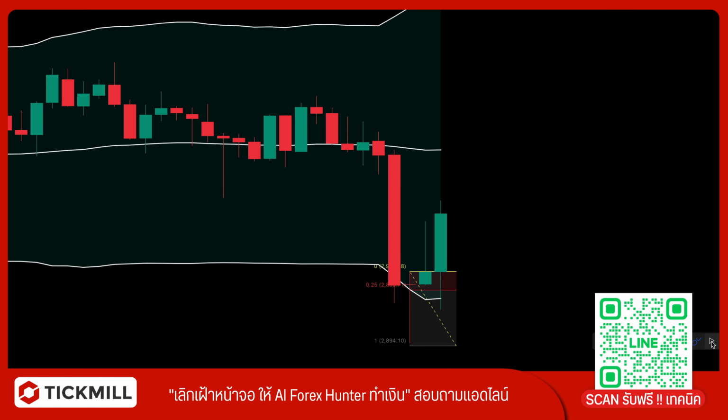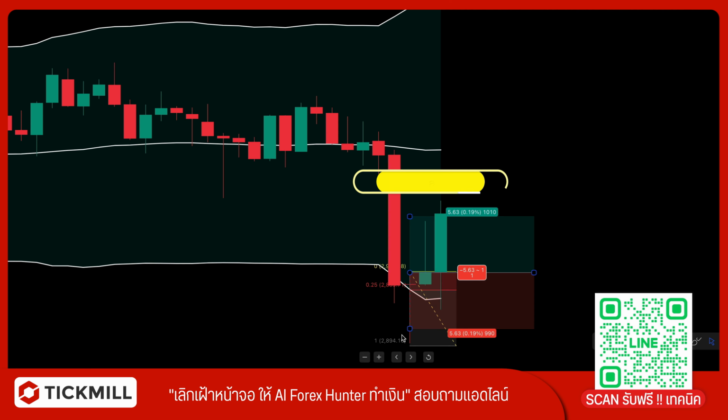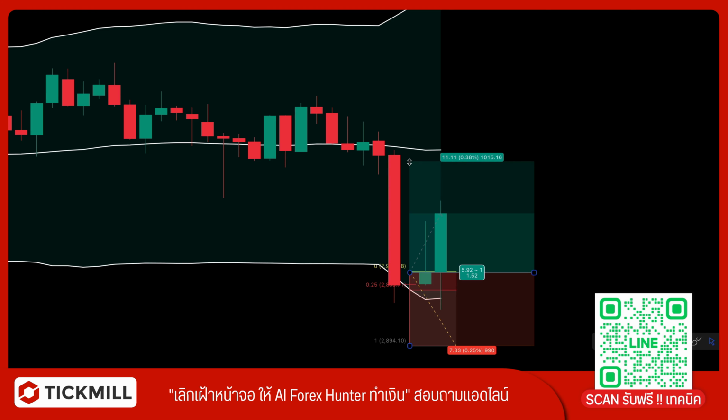The final step is step 4, which is placing the order. You will enter at this setup candlestick here, and the stop loss will be placed at the swing low below. The risk-reward ratio is set at 1.5 times.